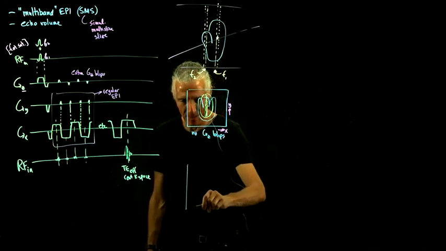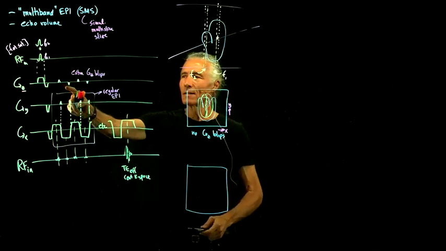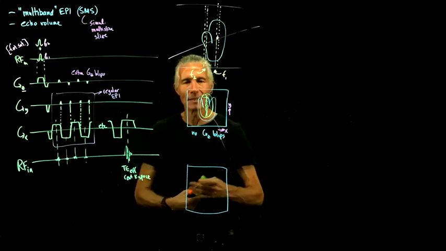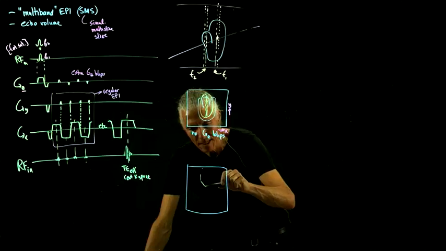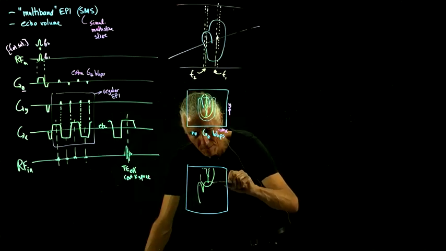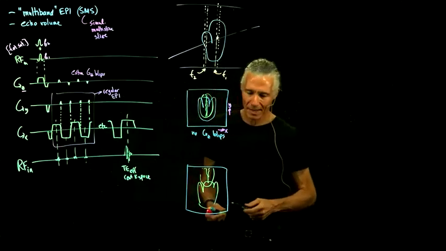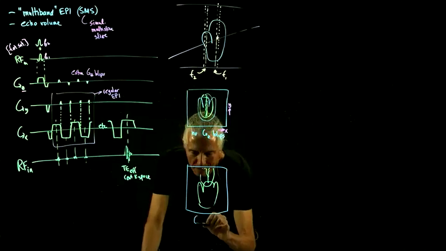Let's just say what happens. If you put this z blip on, it will have the effect of essentially shifting these two images so that they're not overlapped as much. They'll still be overlapped some, typically, but they won't be overlapped as much. So this is GZ blips on.